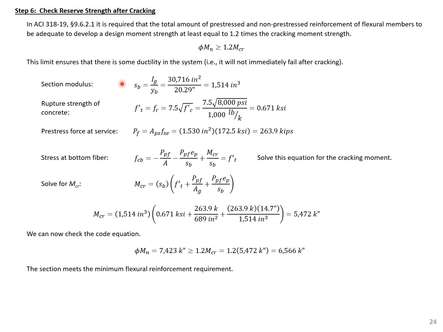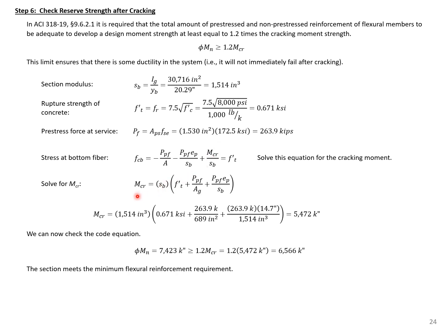We can calculate some of our required section properties: our section modulus, the rupture strength of our concrete, 7.5 times square root f'c, and the pre-stress force at service after all of our pre-stress losses. Then we can calculate the stress at the bottom fiber, f sub cb, using our force in the tendon equation, and set it equal to the tensile strength of our concrete, or the rupture strength.